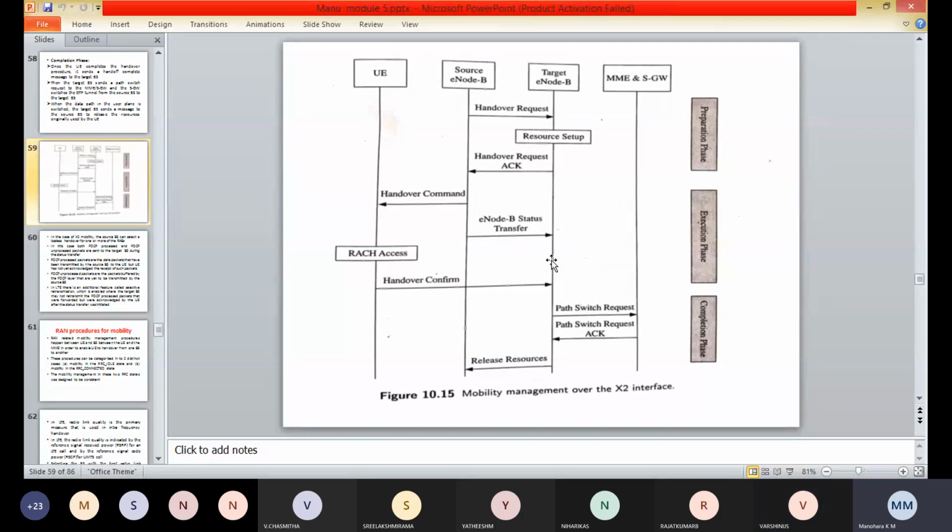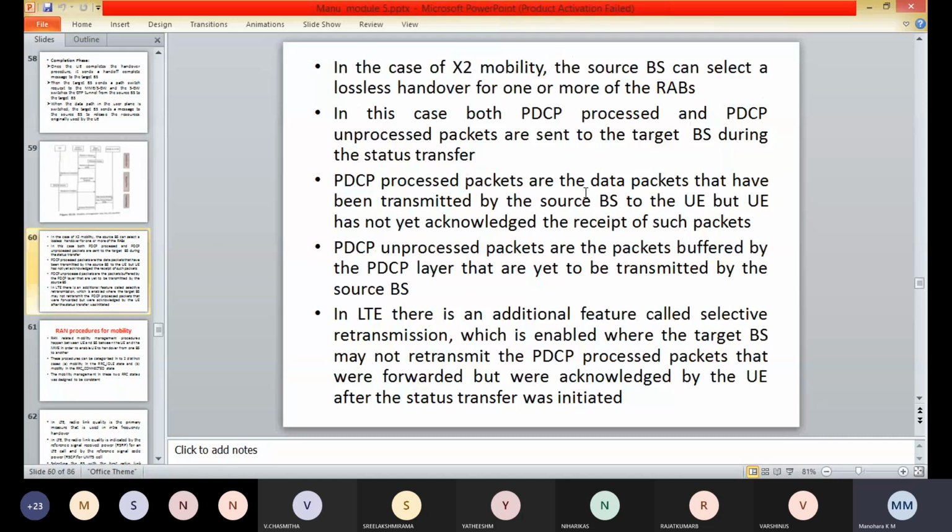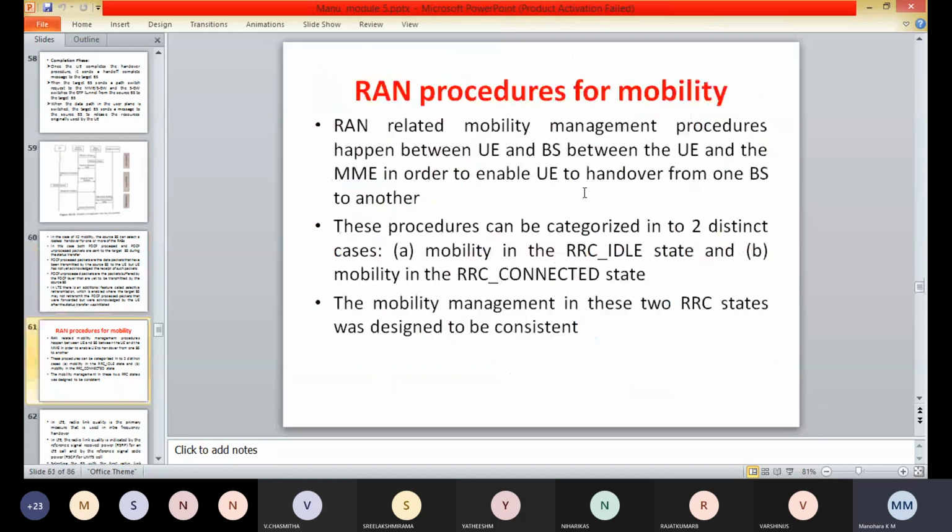Moving on to the next, we have the RAN procedure for mobility. The RAN related mobility management procedures happen between the user equipment and the E node B, or between the user equipment and the MME, in order to enable the user equipment to hand over from one E node B to another E node B.